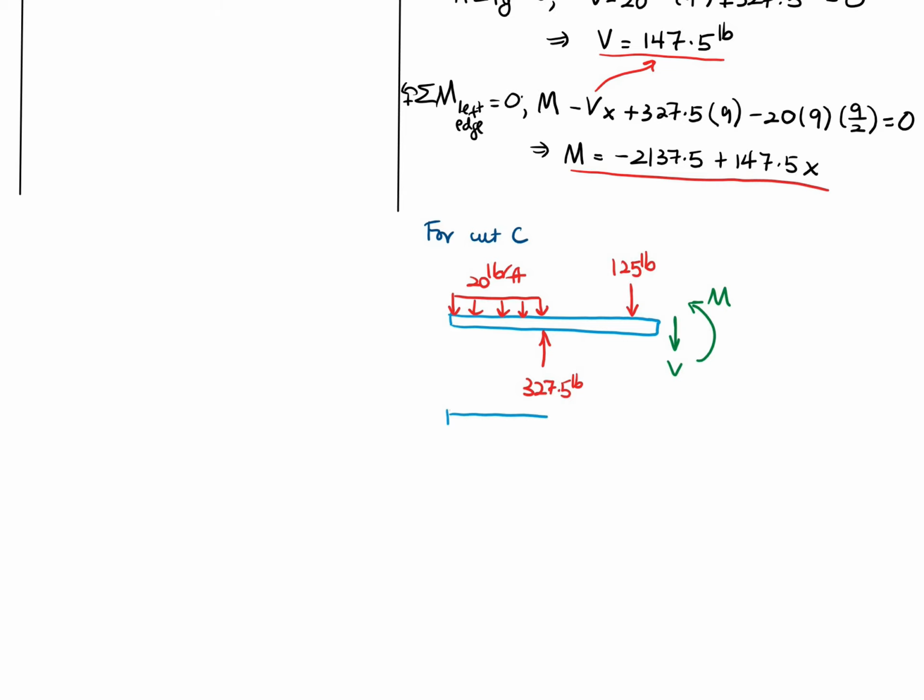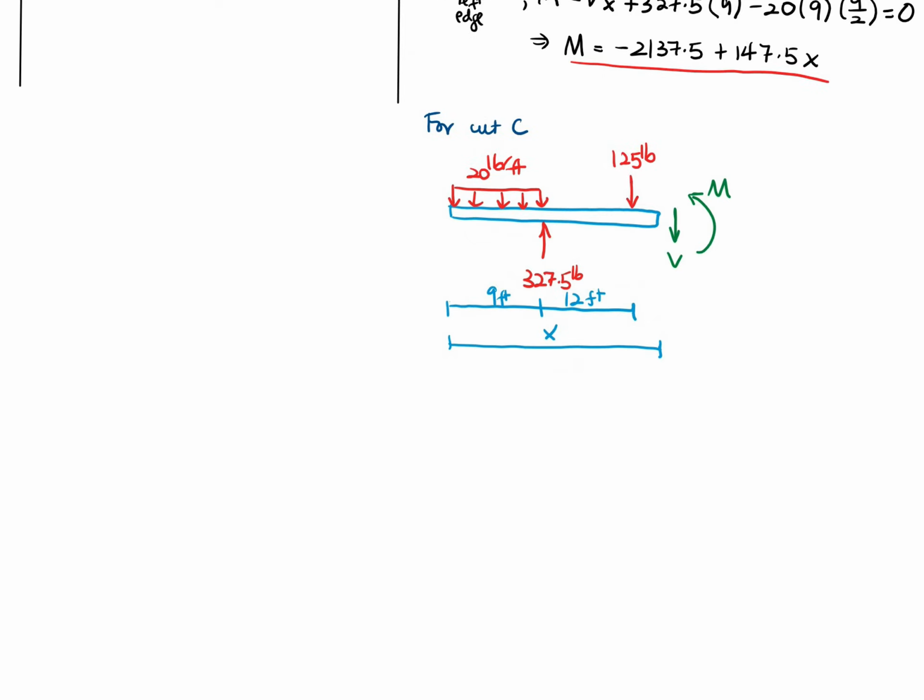Going back again, we're drawing. We have 9 feet, 12 feet, and then we have our x going all the way from the left edge all the way to the cut, and that's x. So summing forces in the y direction, I have negative V minus 20 times 9, which is for the distributed load, minus 125 pounds plus 327.5 pounds. And that gives me my V as 22.5 pounds from rearranging.